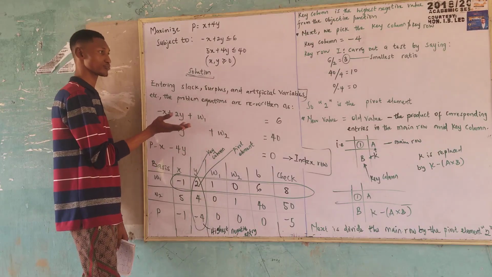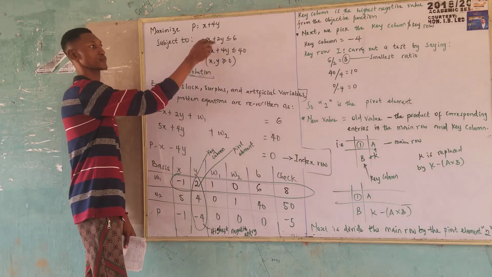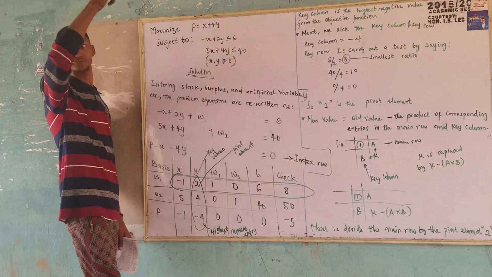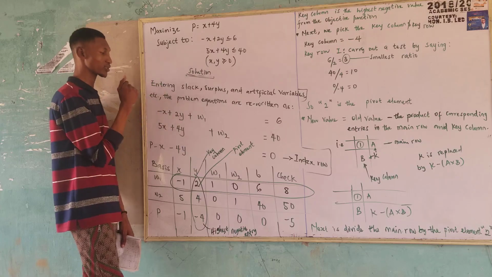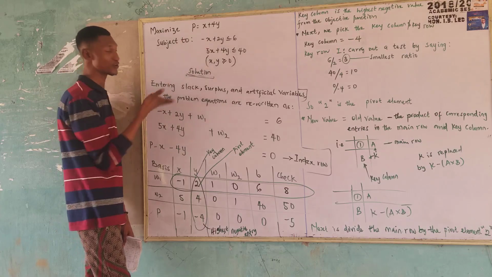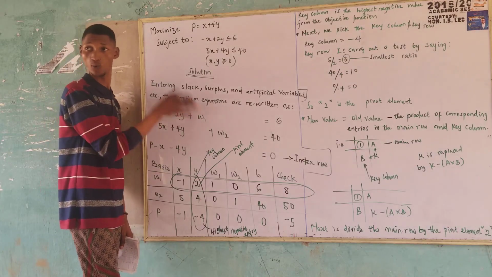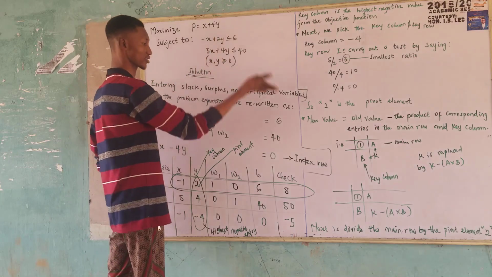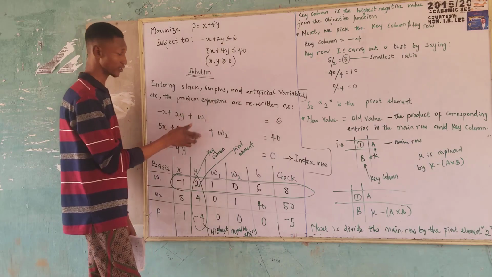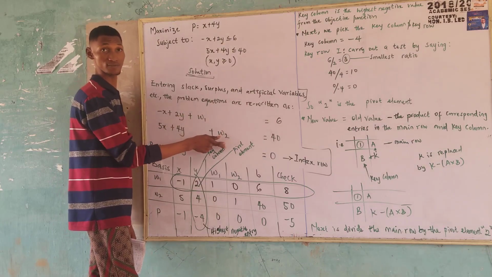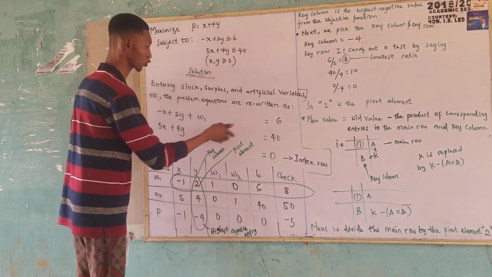So what do you do? You introduce a surplus or artificial variable whenever you have a negative here. But here, there's no need for that. So what we simply do is write the equation back: minus x plus 2y plus w1, where w1 is slack variable 1, equals 6. Second one, 5x plus 4y. My w2 will be here, plus w2 equals 40.